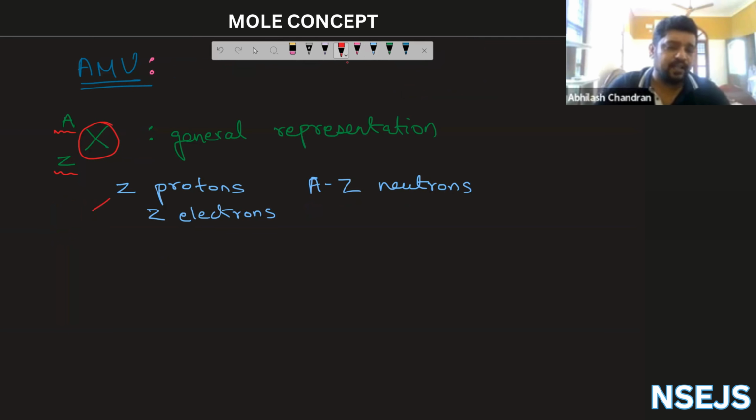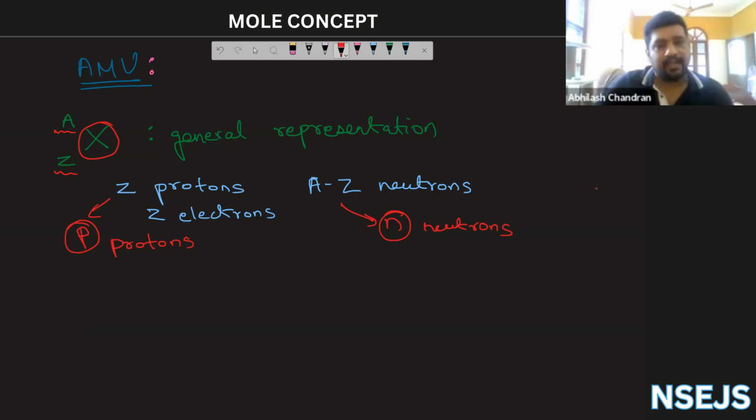Now, let's just say that this Z is like your P, the number of protons. This A minus Z, let's say, is N, the number of neutrons. So Z is P. I'm saying that there are basically P protons and N neutrons. It's a bit more convenient instead of saying Z and A minus Z and all that. Of course, in the neutral atom, you will also have P electrons.